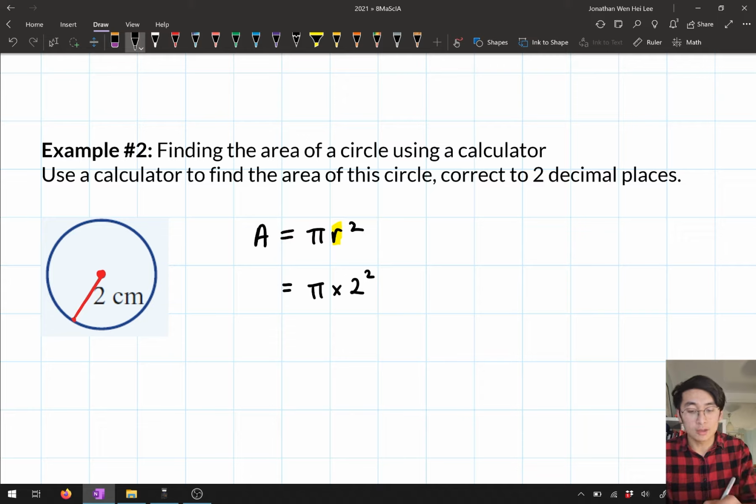Okay, now once again, we need to check the measurement. So here the measurement is in centimeters, so my answer is going to be in centimeters squared. I'm going to write here cm squared. Okay, let's check this in the calculator.